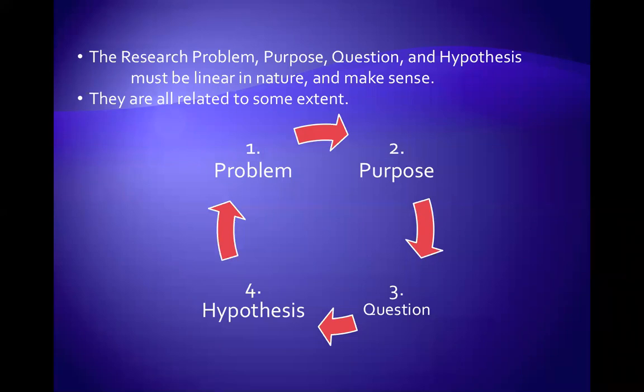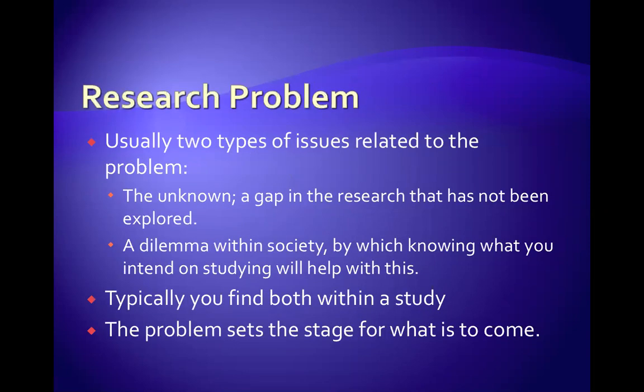Now, a manuscript doesn't have to have both a question and a hypothesis. It depends on how much literature they're reporting and how much literature there is on the subject for them to possibly formulate a hypothesis. We'll get to that in a little bit. So the first one is the research problem. There are usually two types of research problems in a manuscript, and hopefully they'll cover both. Sometimes they don't, and that's okay.